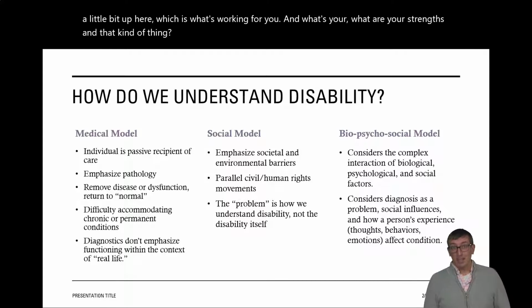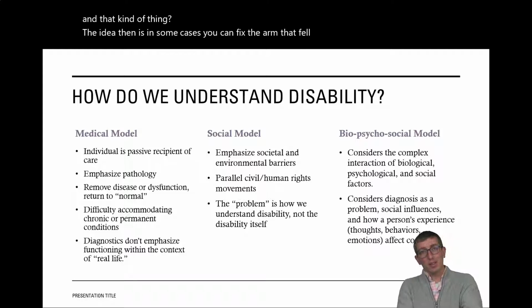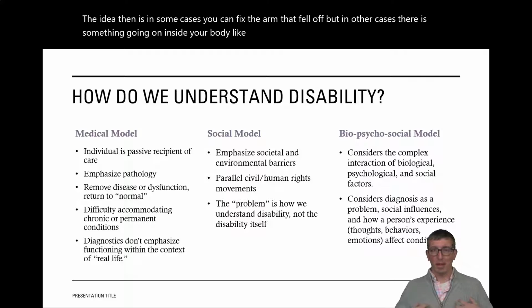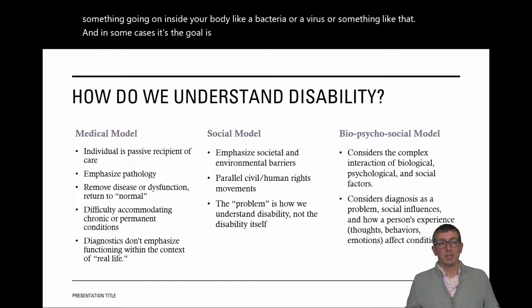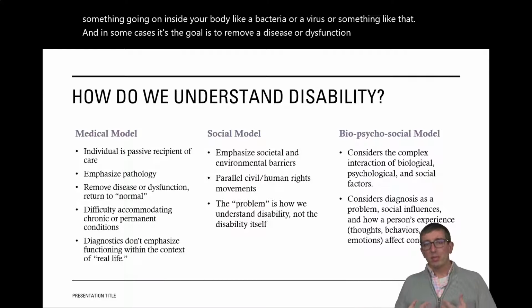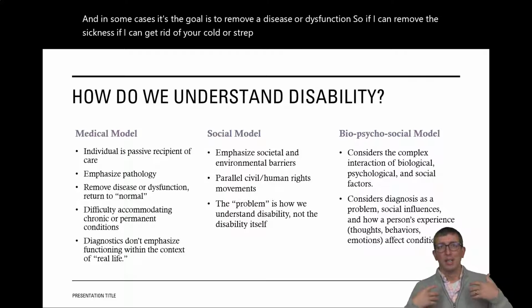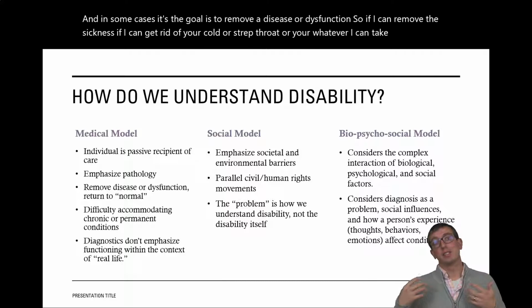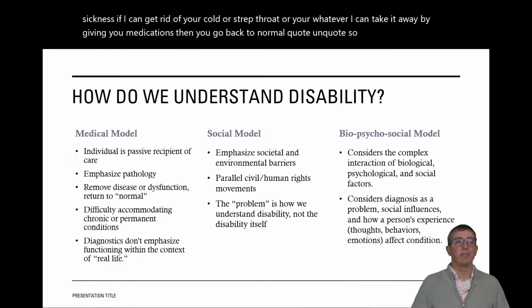The idea then is, in some cases you can fix the arm that fell off, but in other cases there is something going on inside your body, like a bacteria or a virus. And in some cases the goal is to remove a disease or a dysfunction. So if I can get rid of your cold or your strep throat or whatever by giving you medications, then you go back to normal, quote unquote, and so that fixes you essentially.